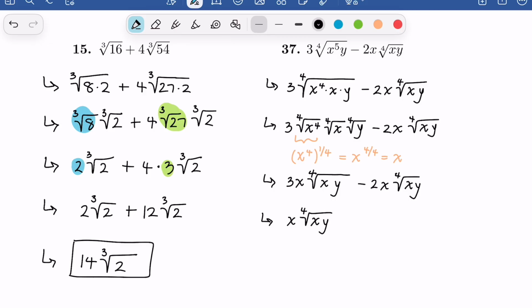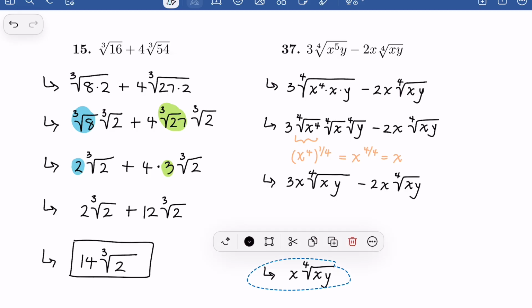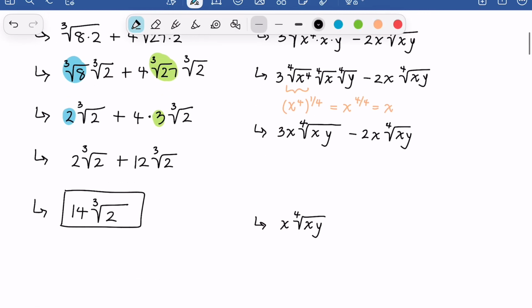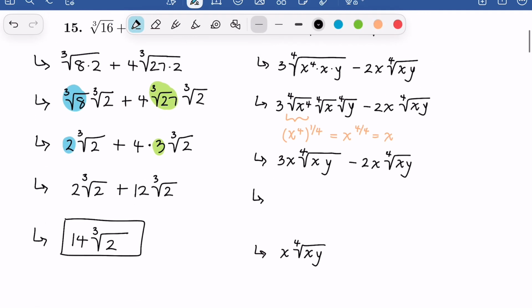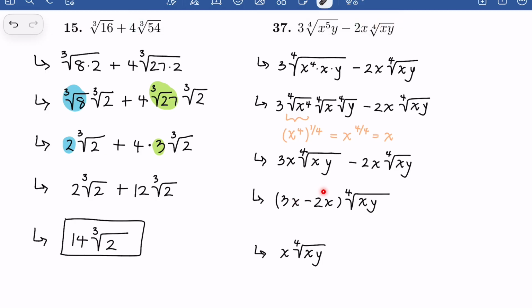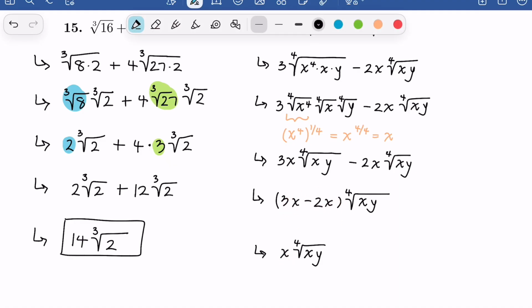And again, for these ones, if it's not as obvious, it might be easier to use the method of pulling out our radical expression. So this would be the same thing as 3x minus 2x times the fourth root of xy. In that instance, it might be more obvious here. By pulling this out from both of these terms, we end up with 3 minus 2x, which just gives us 1 more x. So this would be our final answer.